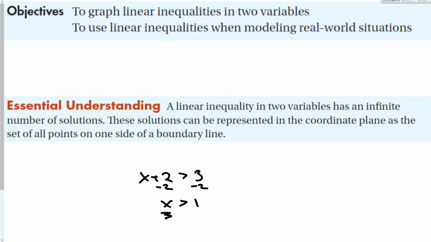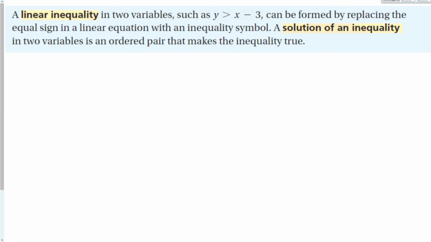The same is true with a linear inequality with two variables. These solutions can be represented in the coordinate plane as a set of all points on one side of a boundary line whose equation is represented by our inequality. So a linear inequality in two variables such as y is greater than x minus 3 can be formed by replacing the equal sign in a linear equation with an inequality symbol: greater than, less than, greater than or equal to, less than or equal to, any one of those four.